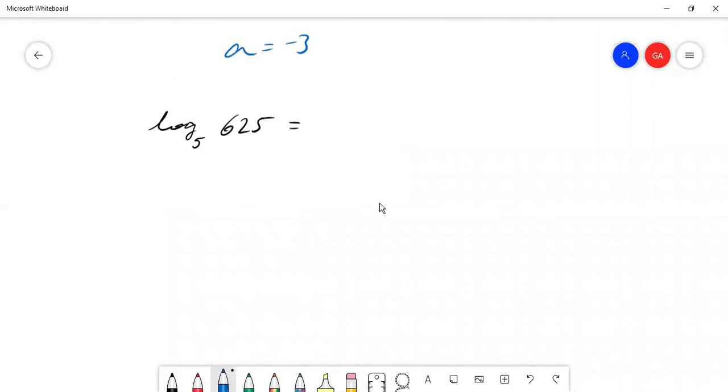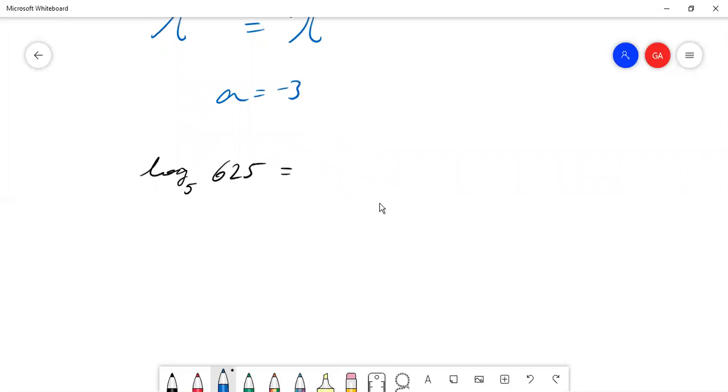Okay, maybe a few more. Okay, I'm going to do this faster. Oops, wow. Okay, I'm going to call the right-hand side a. I'm going to rewrite this as an exponential. That's 5 to the a is 625. Now I need to find a number a that satisfies this relationship.